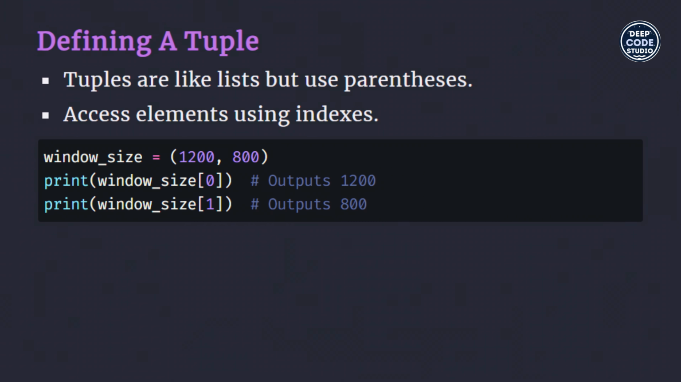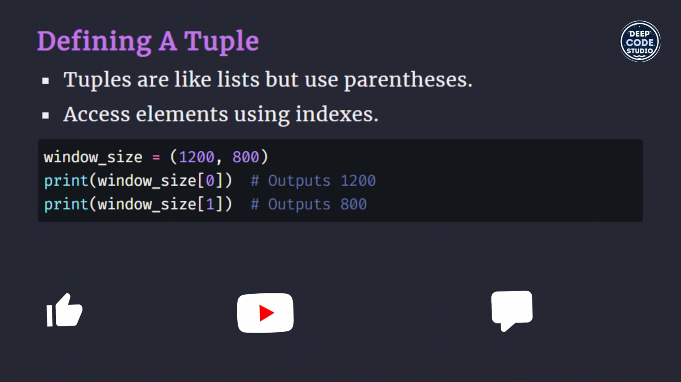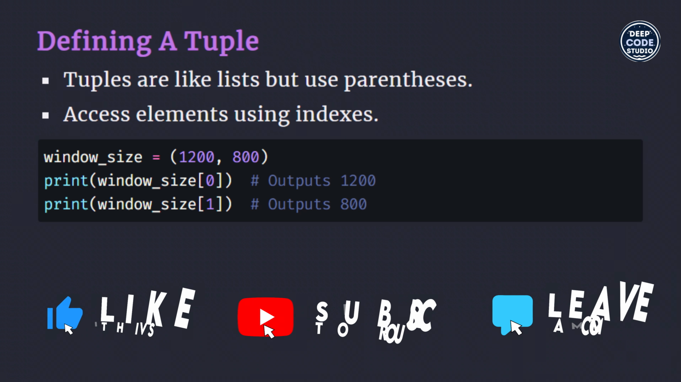First is how to define a tuple. A tuple is like a list, but it uses parentheses instead of square brackets. And just like a list, you can access individual elements in a tuple using indexes. For example, consider a window size tuple with a fixed dimension of 1200 by 800. You can declare it inside parentheses, and both elements are separated by a comma.